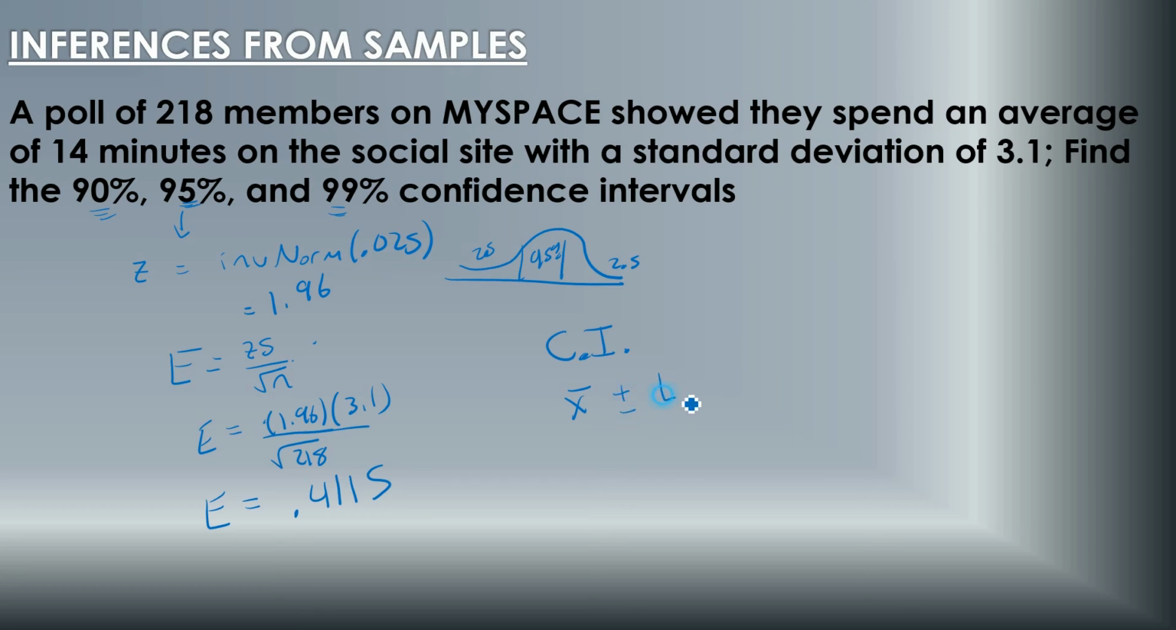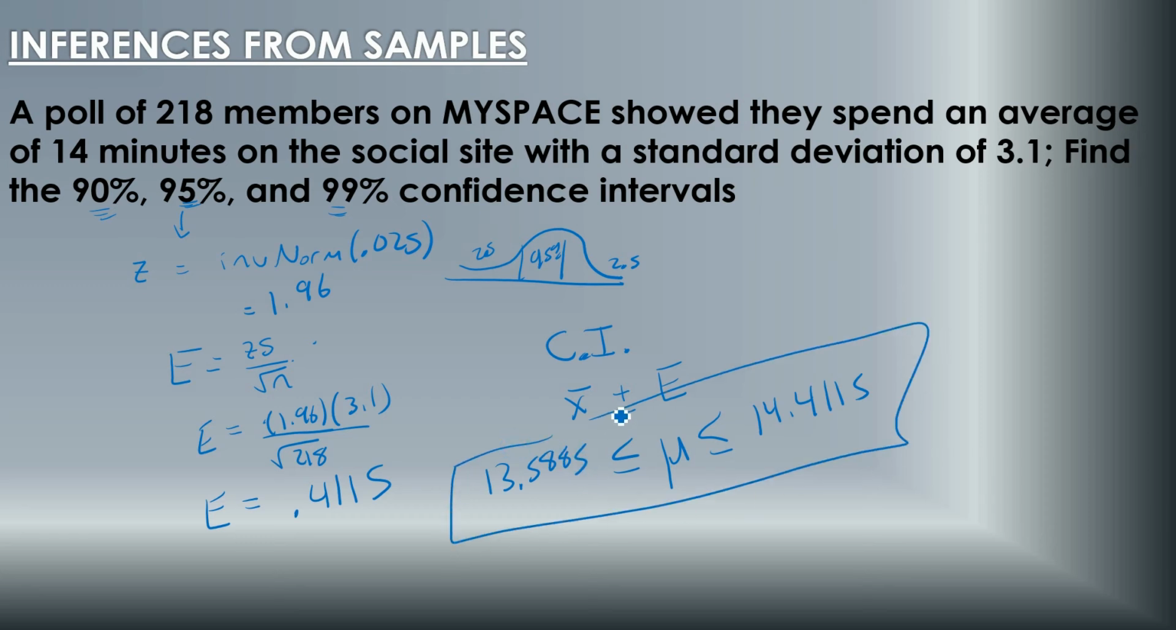So now, to get the confidence interval at 95% level, I'm going to do my sample mean plus and minus that error. So notice I'm writing, this is the population statistic. That's going to be less than 14.4115. And on the other end, I'm going to get 13.588. There we go.